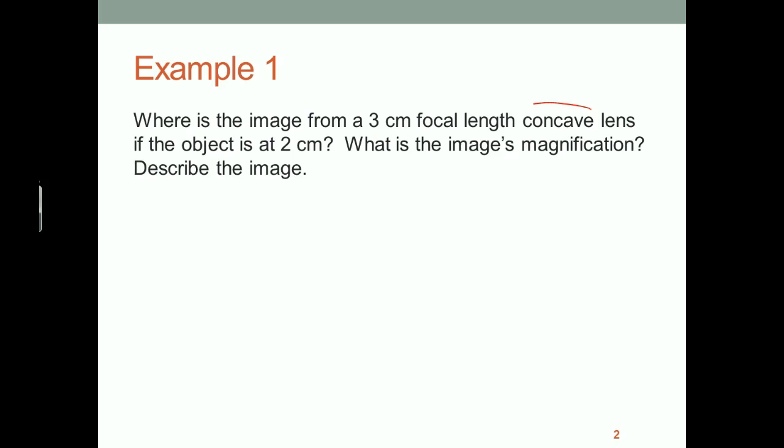First things first, I look and say, hey, concave lens. By my sign conventions, that means that my focal length is negative. So the focal length is a negative 3 centimeters. The object distance is 2 centimeters. To find the image, I can use this formula, which is a variation on the other formula that looks like 1 over f equals 1 over do plus 1 over di. And now I just need to plug in numbers.